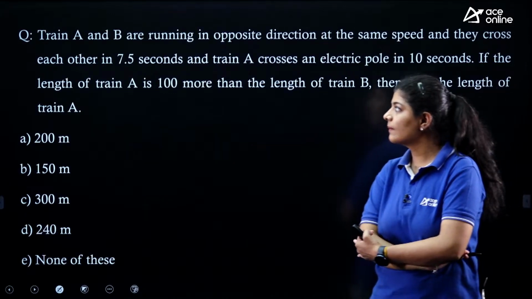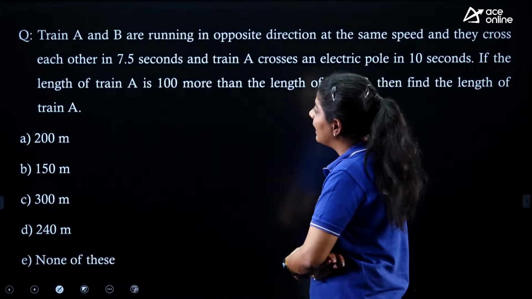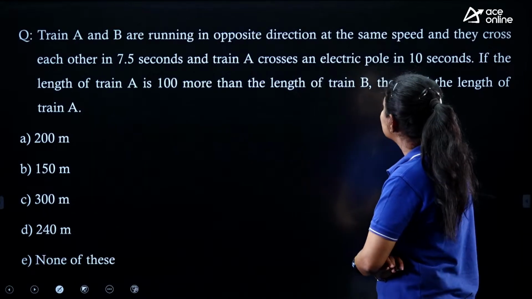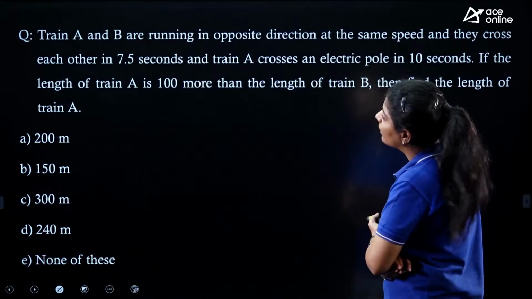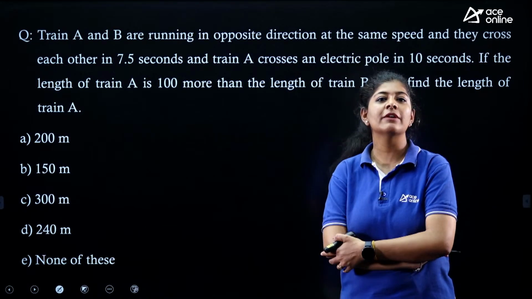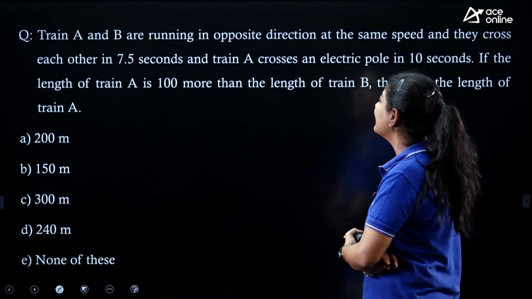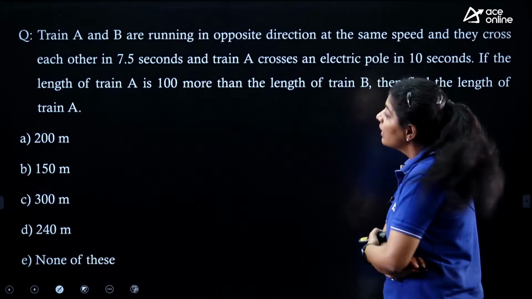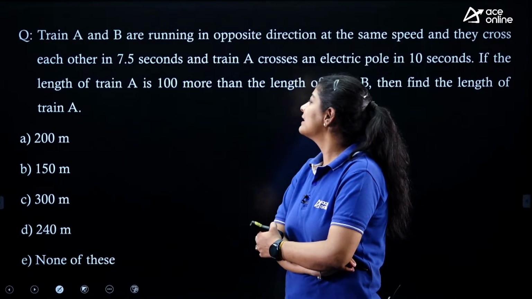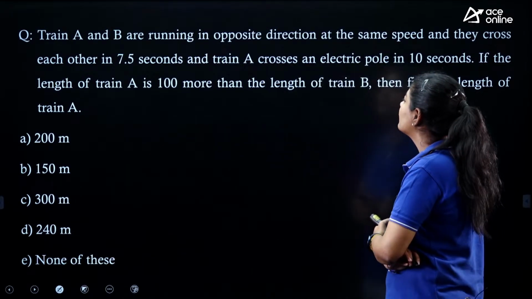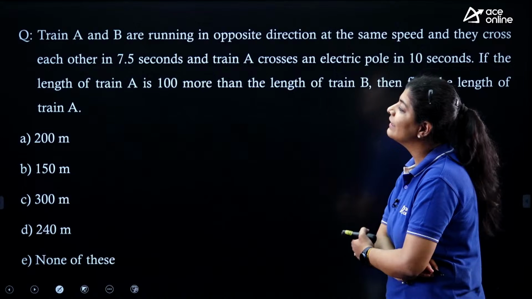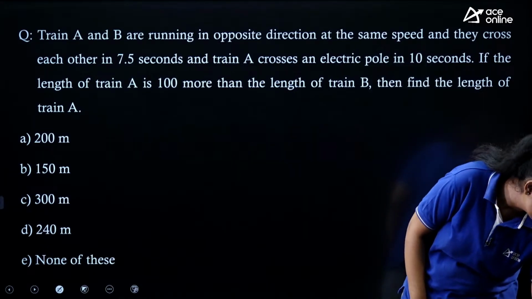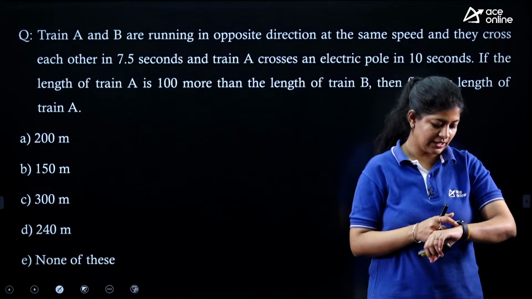Next. The next question says that train A and B are running in opposite directions at the same speed, and they cross each other in 7.5 seconds, and train A crosses an electric pole in 10 seconds. If the length of train A is 100 meters more than the length of train B, then find the length of train A. Again, this one is a very easy one. So just solve it out and let me know what answer you are getting.